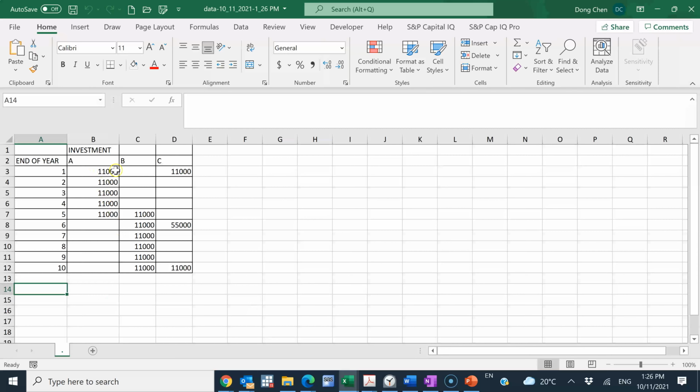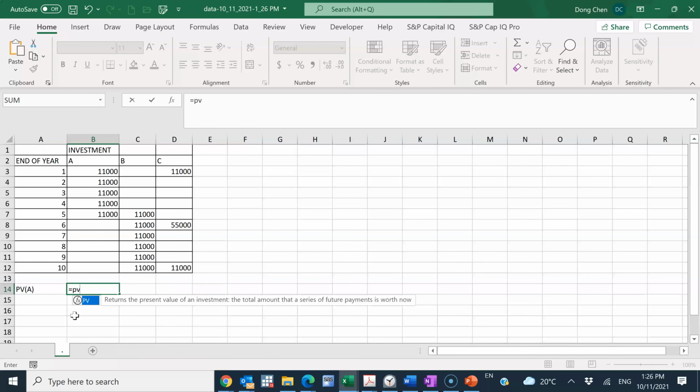So investment A, this is relatively easier to do, because obviously this is an annuity, right? So we can calculate the present value of an annuity very easily. It's just equals PV and open that. And we are told the discount rate is, if I remember that correctly, 21%. NPER refers to the number of annuity payments. Here it's 5. After that, it's PMT, that's the payment. So payment is just right here.